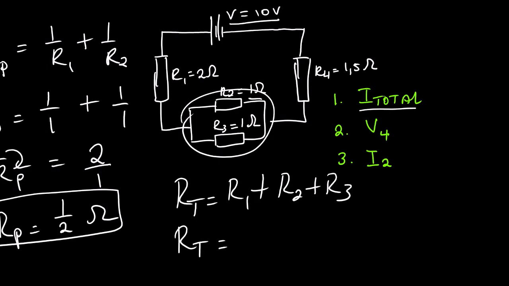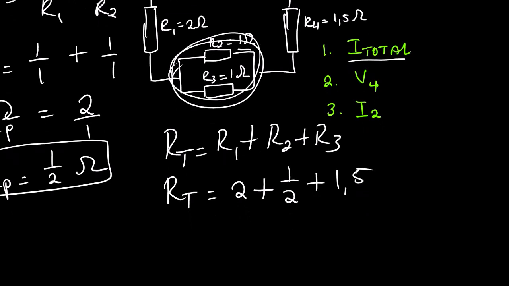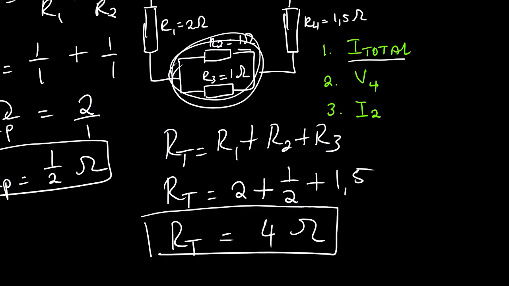RT is equals to R1, we have 2, plus R2. We take it as this parallel connection is 1 over 2, plus R3 is 1.5. So our total resistance we find 4 ohms. So this is RT.